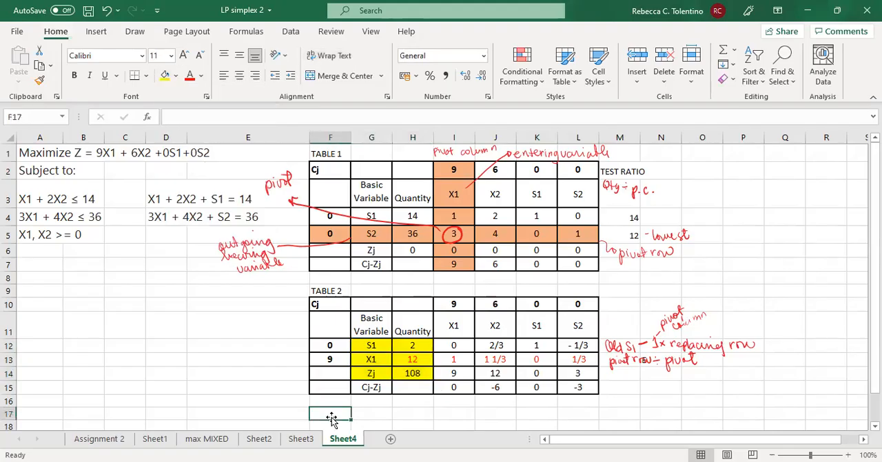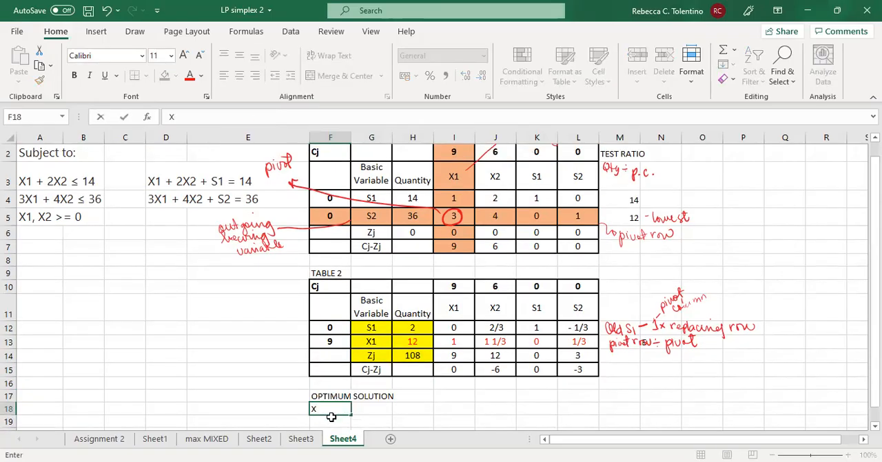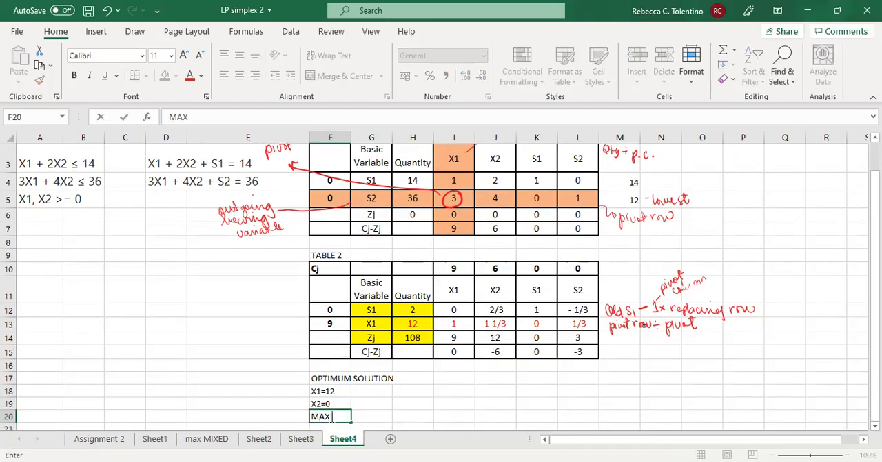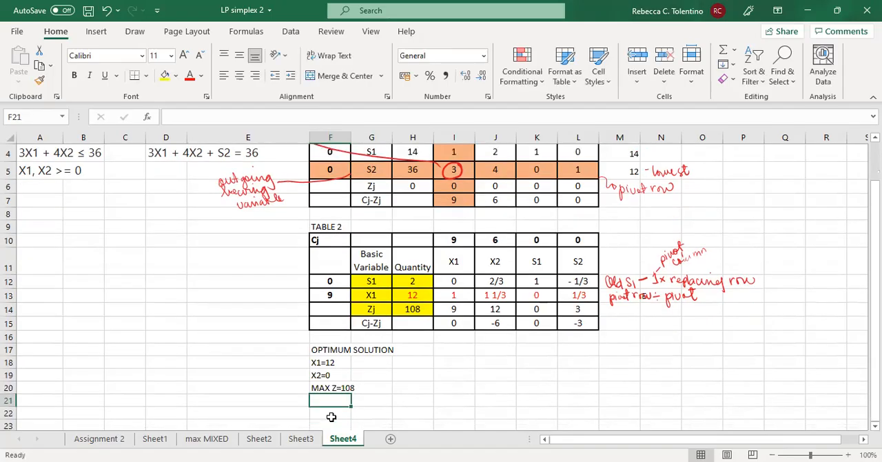So ang optimum solution natin, our x1 is 12, kasi yun yung value niya. We don't see x2 in the basic variable, ibig sabihin 0 yon. Maximum z is 108. You actually have a slack variable for the first constraint. We have S1 equals 6. Pero kahit hindi yun yung S1, ito lang naman yung tinatanong dyan: X1, X2, and maximum z.